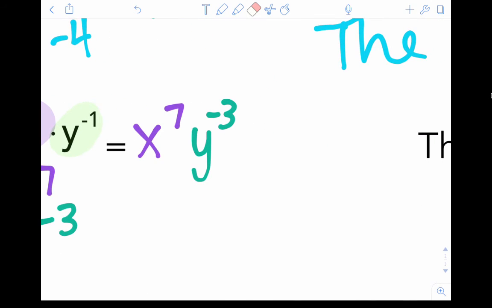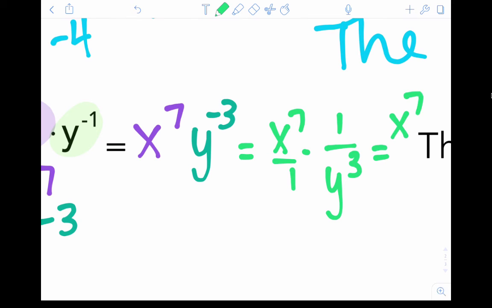If I do that, I would get x to the 7th times 1 over y to the 3rd, and I multiply that across to get x to the 7th over y to the 3rd.